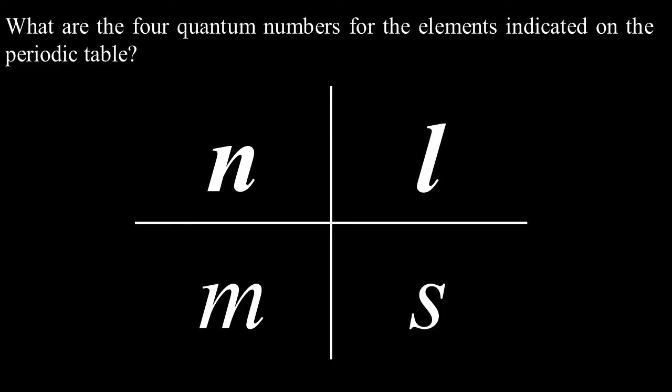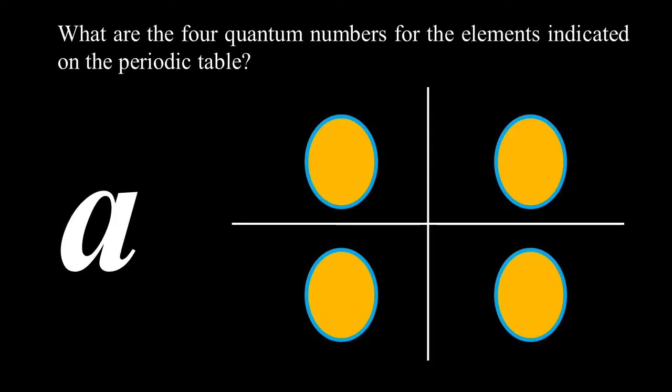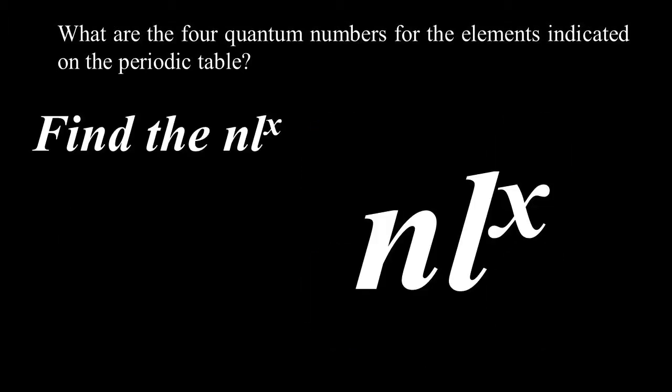So let's begin right away. We're going to do a bunch of problems that I have listed on the periodic table. You see that there's A through J. For those positions, I want to find the four quantum numbers. Now remember, the first quantum number, and we're going to do A first, will be N. To find N, we want to find nLx. But remember, we're trying to find the principal quantum number. We're doing the nLx slowly, but indeed we're trying to find the principal quantum number.